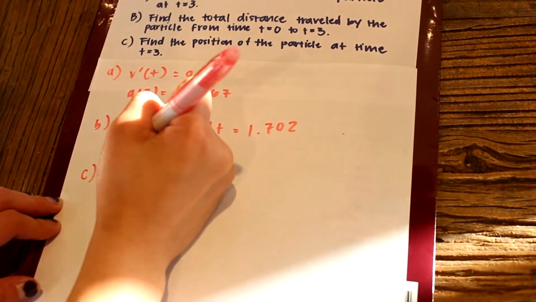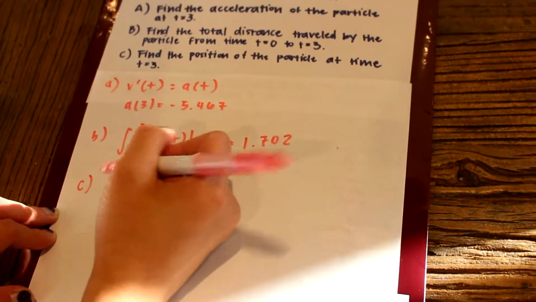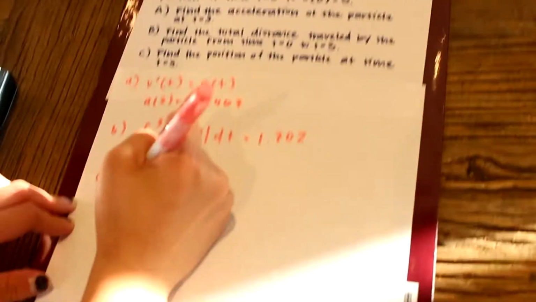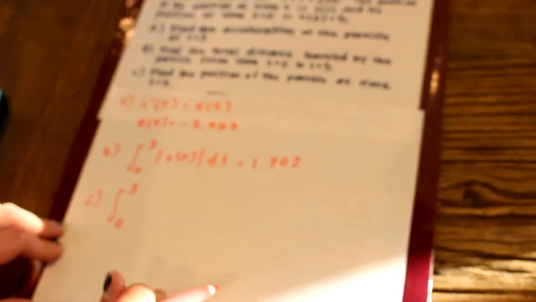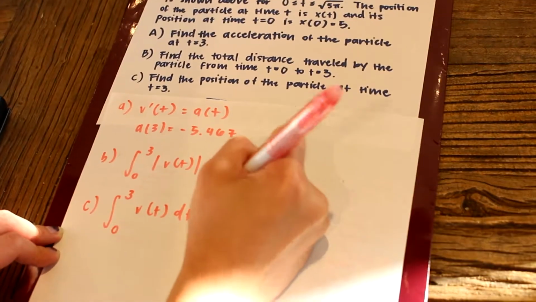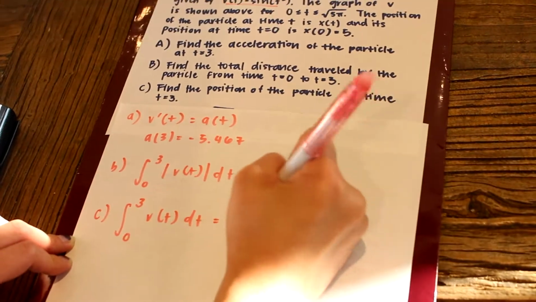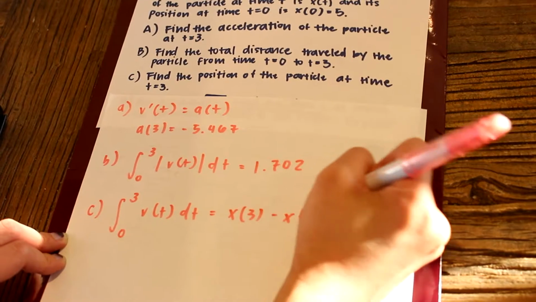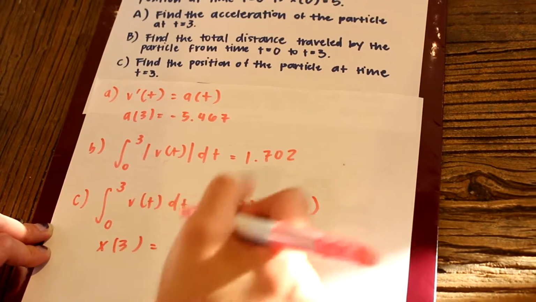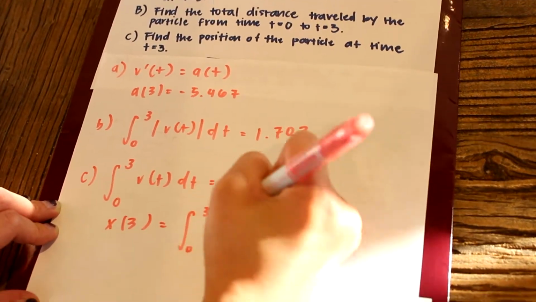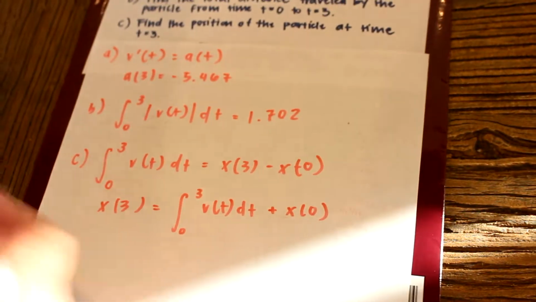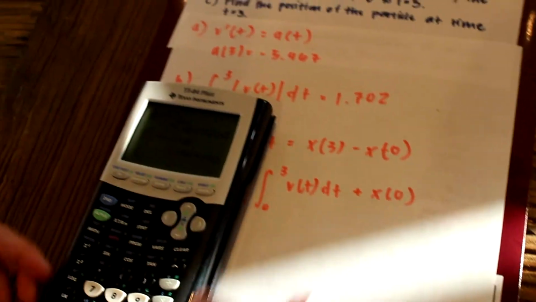Part C asks to find the position of the particle at time t equals 3. To do that, you would find the integral of the velocity. Since they give you the position at 0, which equals 5, you would start with the integral from 0 to 3 of v of t dt, which is equal to x of 3 minus x of 0. So x of 3 would equal the integral from 0 to 3 of v of t dt plus x of 0.